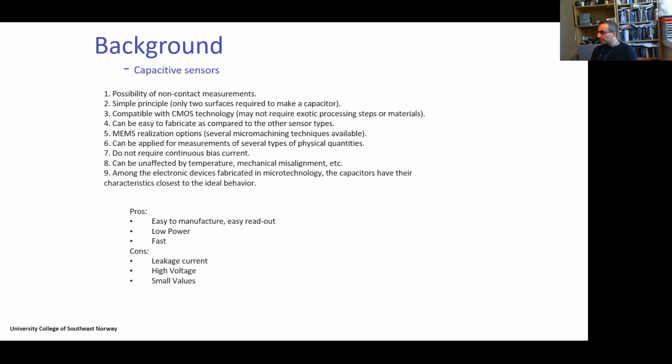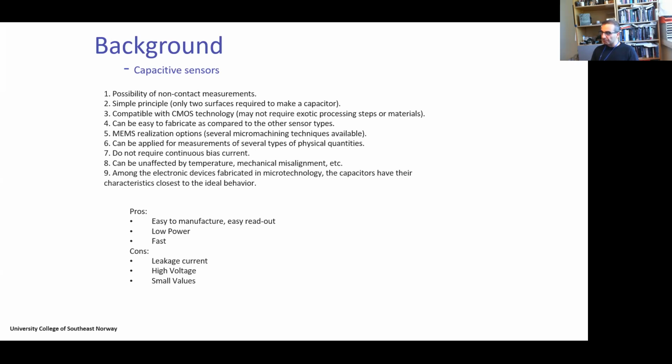And then capacitors, among the electronic devices, are the most ideal components in their behavior. So, to summarize, the pros: they're easy to manufacture, easy to read out, you can have low power front-end circuits, and they are fast. They are one of the fastest types of sensors that we have.